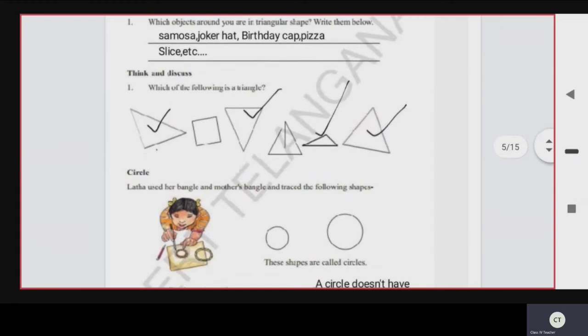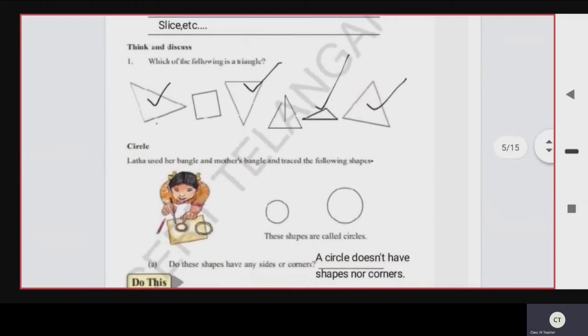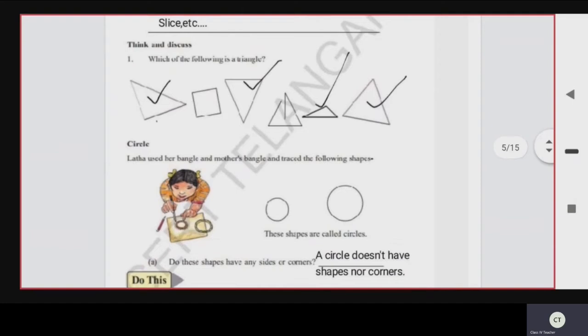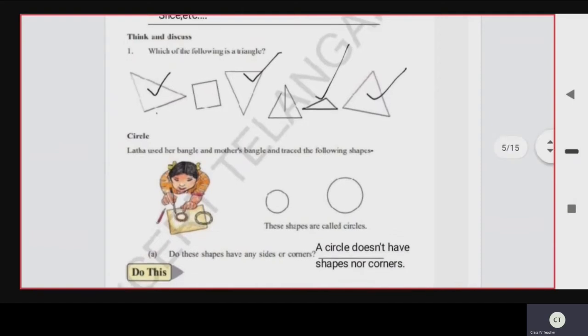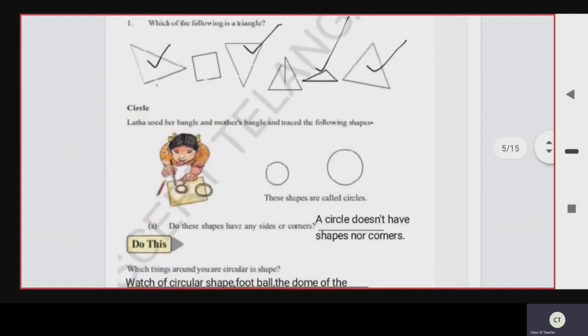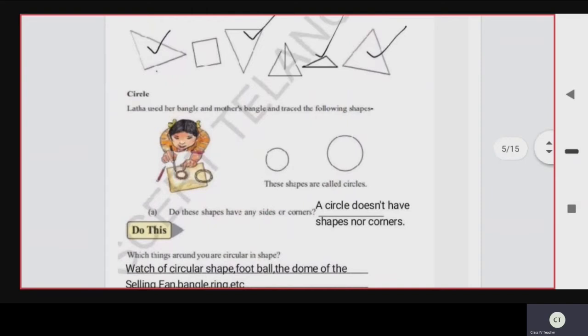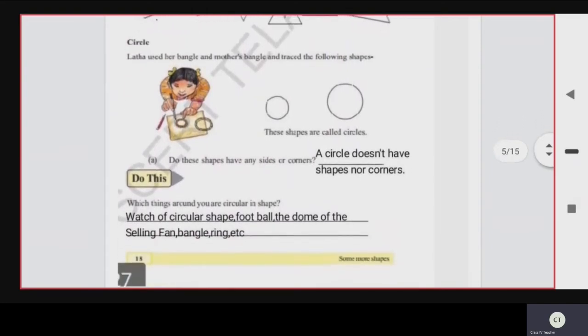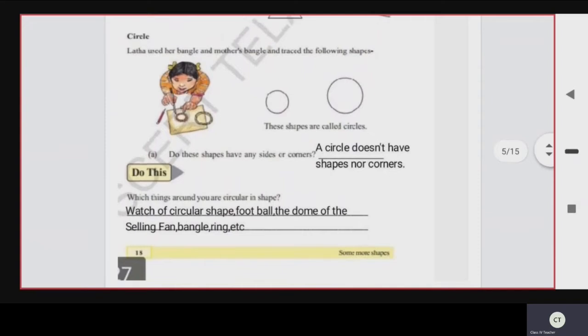The next one, which of the following is a triangle shape? So I have ticked the triangle shape one, and there is one more shape, not a complete triangle, so that is not a triangle shape. Okay, so don't tick that one. The triangle shape has been ticked here. All these, draw the diagrams in your classwork as well as write the answers.